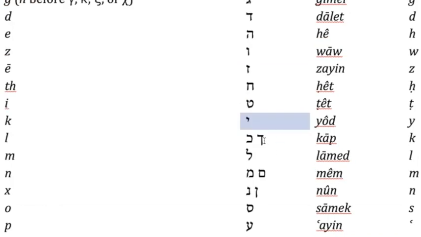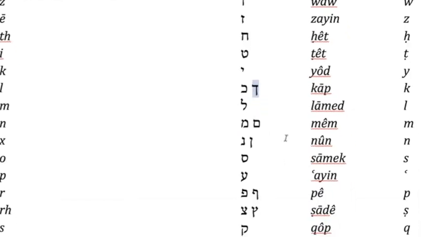And then this is called a Kaf. It looks like a backwards C, and it makes a K sound. And this is what it looks like at the end of a word. It changes form. Lamed is an L sound, and it's a little difficult to see this one. Kind of looks like a number 7 with a little tail at the top.